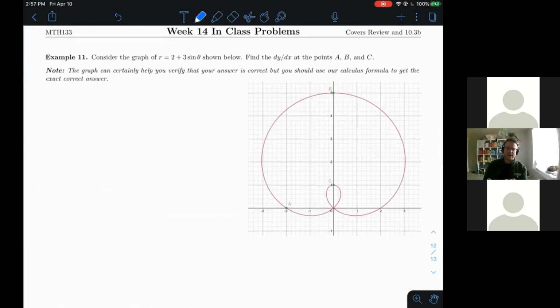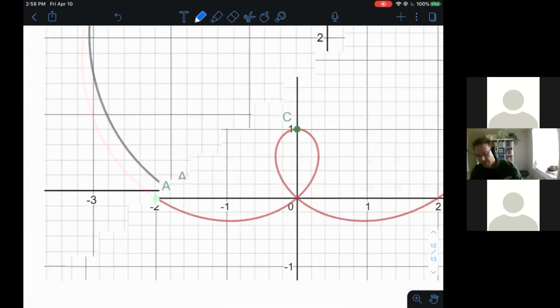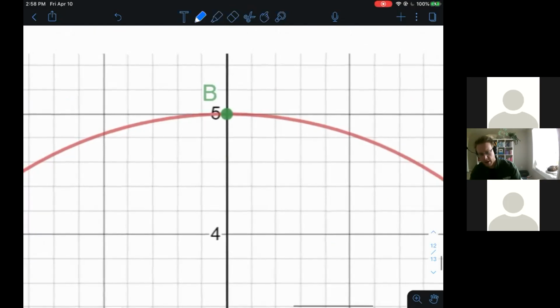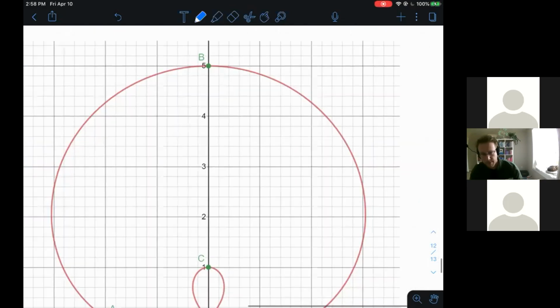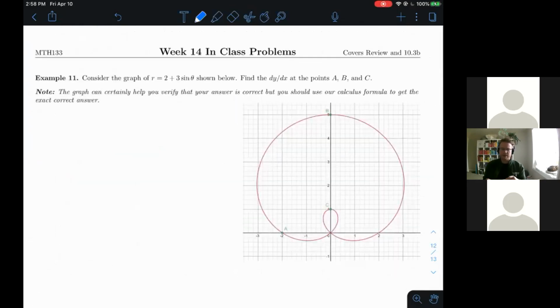Here I have a sketch. This is some famous graph, kind of like a cardioid sort of deal. I think it's called a limacon, if I remember correctly. And I have a few points. I have point A, you can see it down here in green. I have a point B up by the North Pole here. And I have a point C. And so again, I have the same sort of question that I've been asking quite a bit today: find dy/dx for these points A, B, and C.